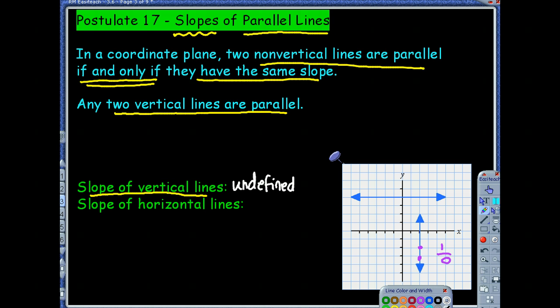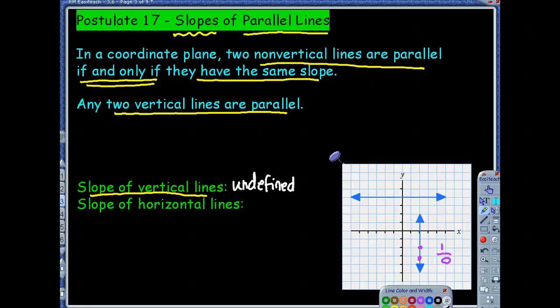Undefined. That's why they have this. That's why it said two non-vertical lines are parallel if they have the same slope. Well, undefined is not really an actual value. There's not an actual number to it. So they still will be parallel. We know if you put two vertical lines in a graph, they're never going to intersect.